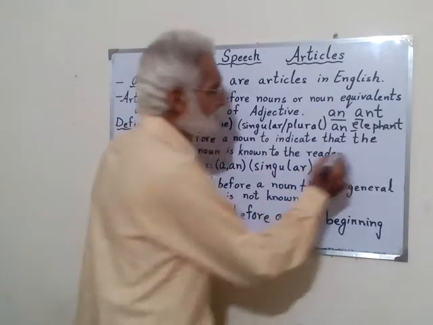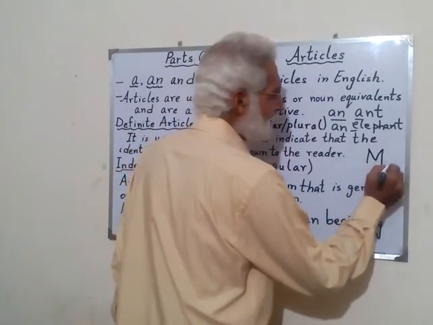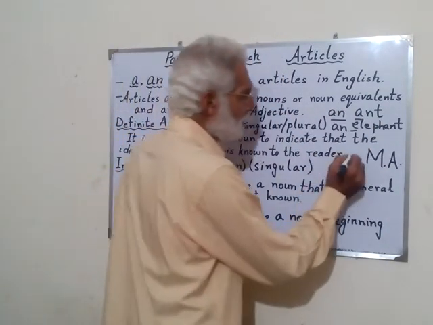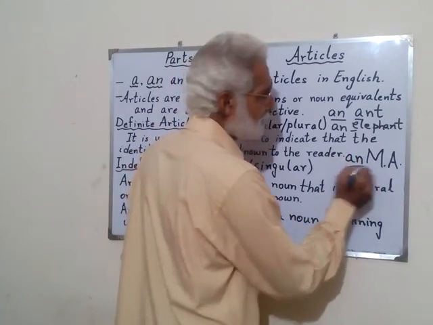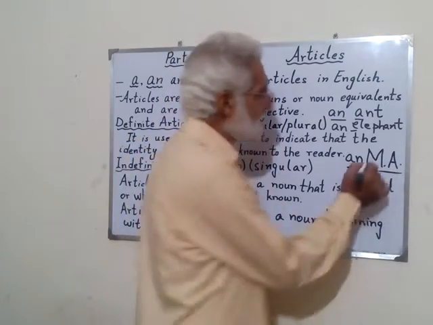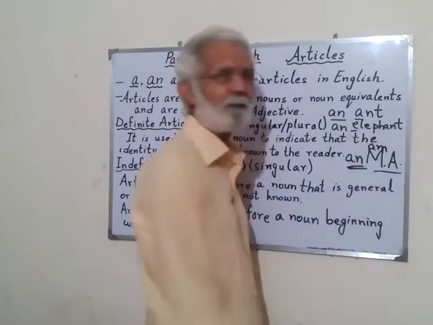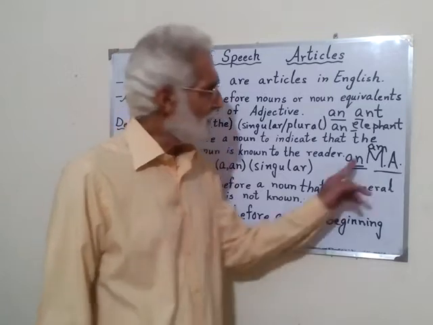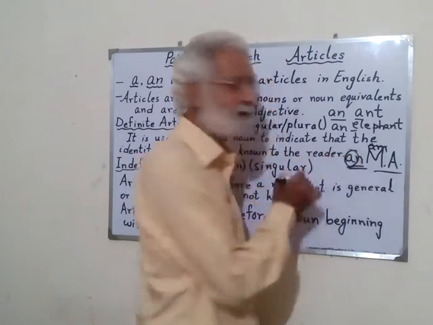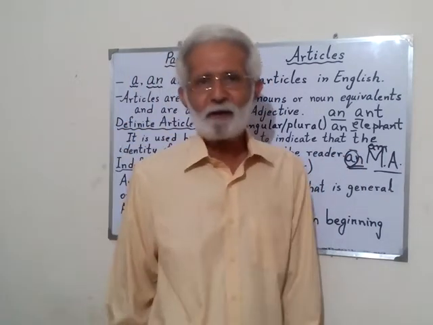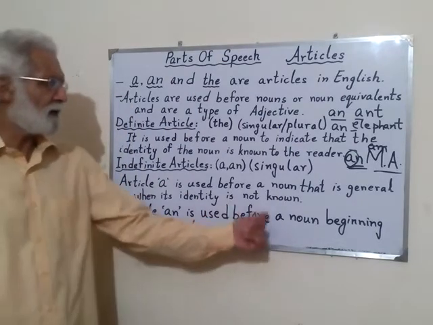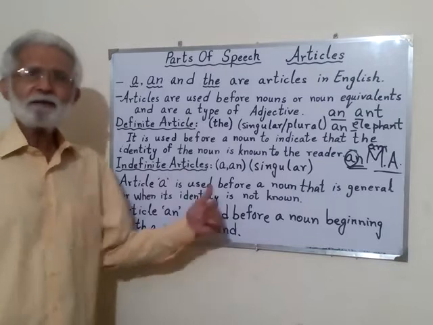But what is a vowel sound basically? Like I always say, I am MSc Zoology and MA English. So I am an MA English. Because the sound that comes over here is em. The sound starts like this, em, em. So when I say MA English, a vowel sound is there, so we will use an in front of MA. So remember again, the article an is used before a noun beginning with a vowel sound.